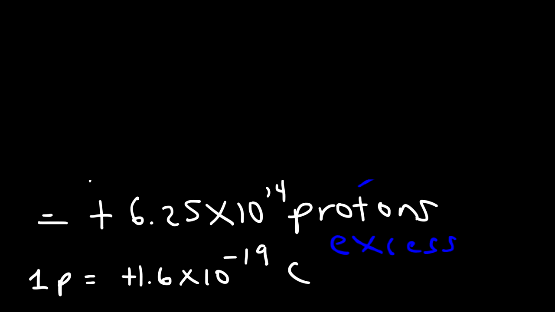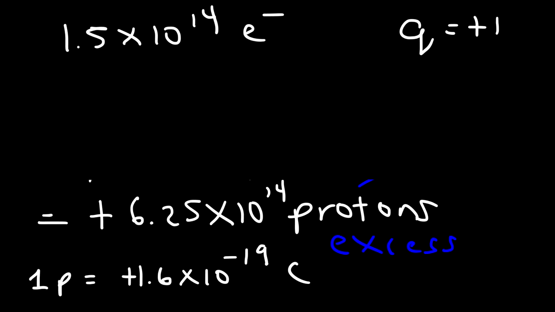So let's say if there were 1.5 times 10 to the 14 electrons, and the object still has a net charge of positive 100 microcoulombs. How many protons will there be?